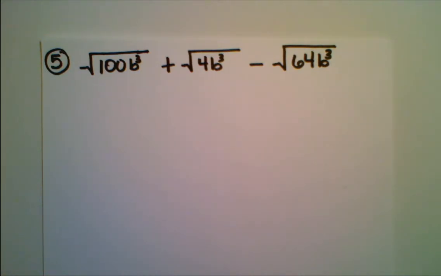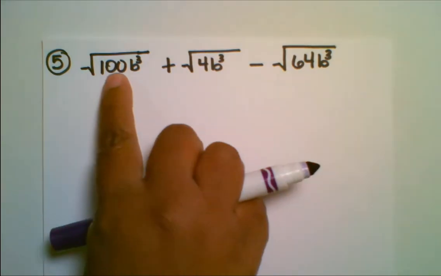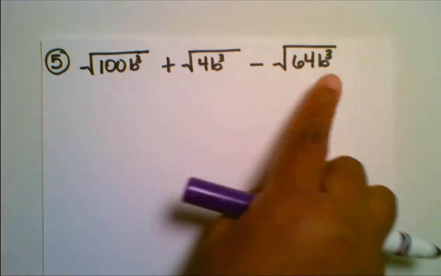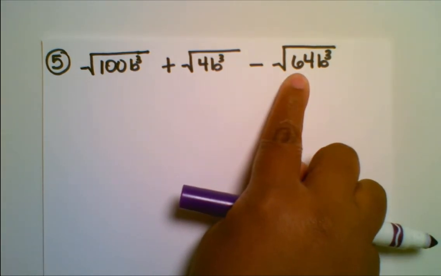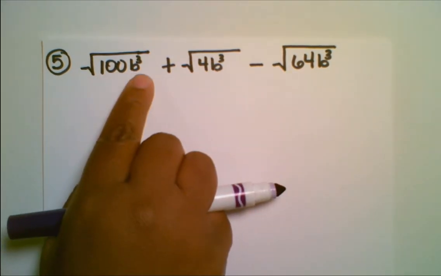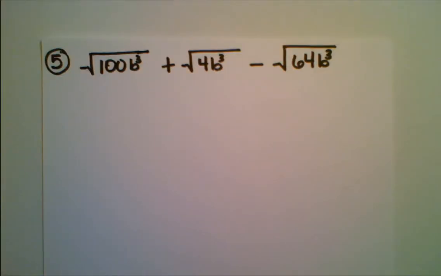We have the square root of 100b cubed, plus the square root of 4b cubed, minus the square root of 64b cubed. So we need to simplify each of these. To make this one a little bit easier and quicker here, the 100 and 64, those are perfect squares. What we need to look at is the square root of b cubed.